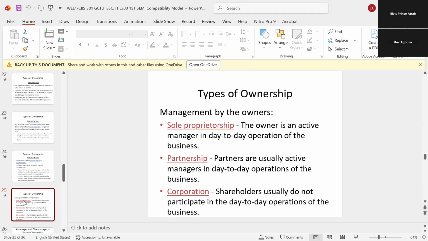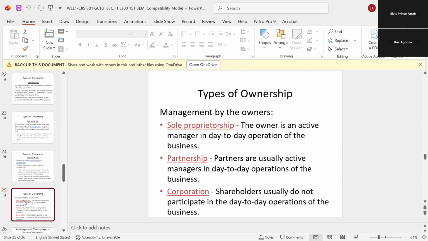Sometimes there are various partners; some may be dormant partners. They only contribute, and some are part of the running of the business. And so profit is shared based on these agreements.